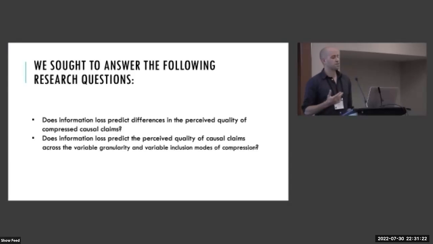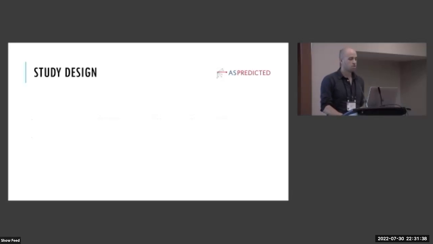And does information loss predict the perceived quality of causal claims across these two different ways of thinking about compressing a causal model, whether it's variable granularity or variable inclusion, coarse graining a causal variable, or taking causal models out of our BayesNet? So here's our study design.